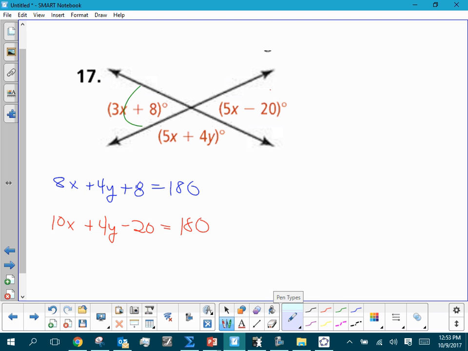Yeah, these two angles should be vertical angles, right? Now, why does that make that an easier equation? 3x plus 8 is equal to 5x minus 20. How many variables do you have? Well, there's two, so you see x twice, right? But it's the same x value, so you only have one variable. And that's easier to solve.